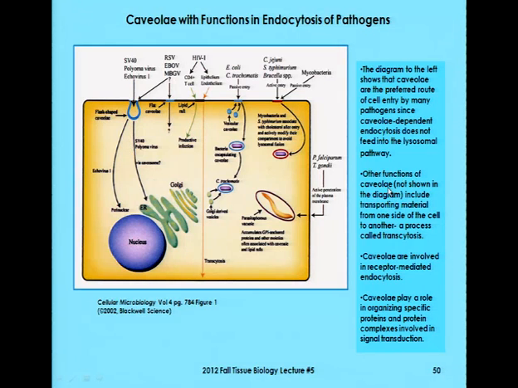Other functions of caveolae include the process of transcytosis. In other words, it provides a way of moving proteins from one side of the cell to the other side of the cell in a process called transcytosis. Caveolae are also involved in receptor-mediated endocytosis, and they organize proteins and lipids in such a way as to promote signal transduction in the cell.